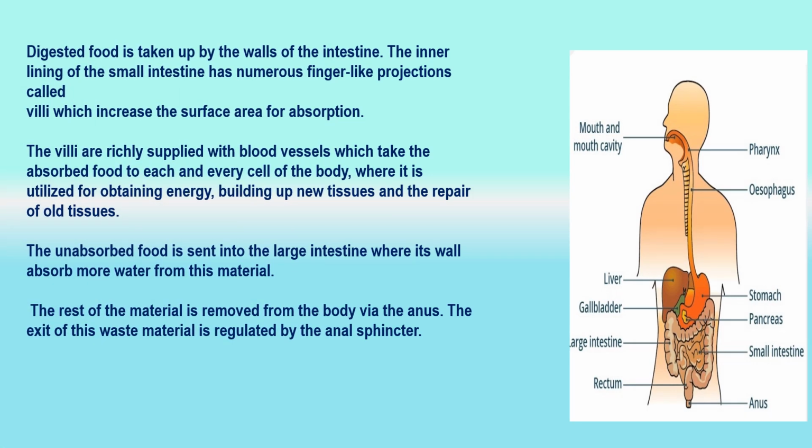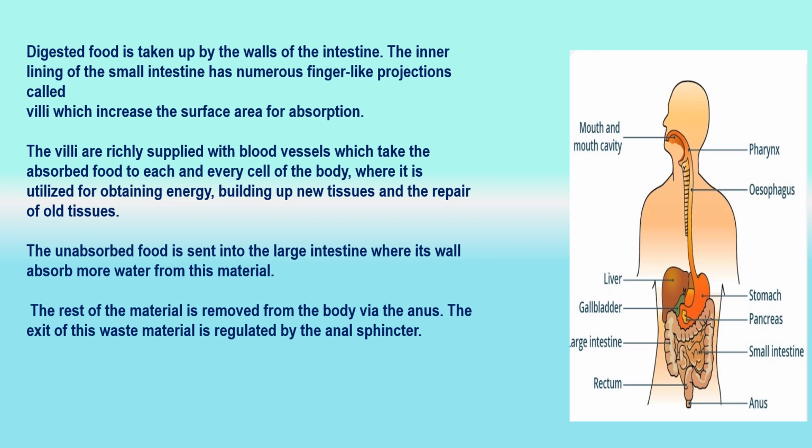The walls of the small intestine contain glands which secrete intestinal juice. The intestinal juice contains a number of enzymes which complete the digestion of complex carbohydrates into glucose, proteins into amino acids, and fats into fatty acids and glycerol. Glucose, amino acids, fatty acids, and glycerol are small, water-soluble molecules. In this way, the process of digestion converts the large and insoluble food molecules into small, water-soluble molecules. The chemical digestion of food is brought about by biological catalysts called enzymes.